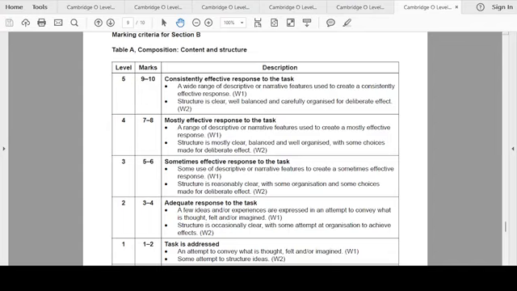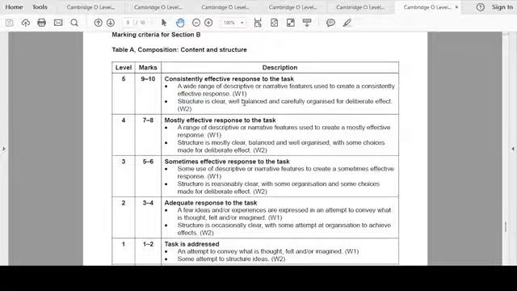Again, depending on whether it's narrative or descriptive, a wide range of descriptive or narrative features used to create a consistently effective response. For that, we will need to go into details of what are the features of a narrative or what are the features of a descriptive piece of writing. Right? So you need to know, and you need to practice and incorporate those in your writing.